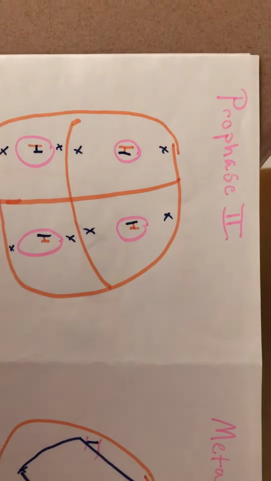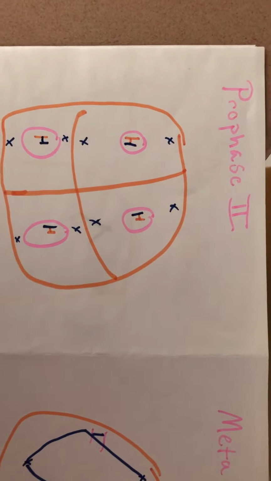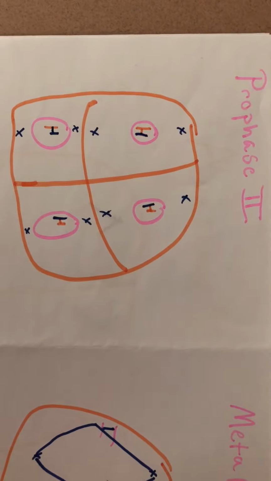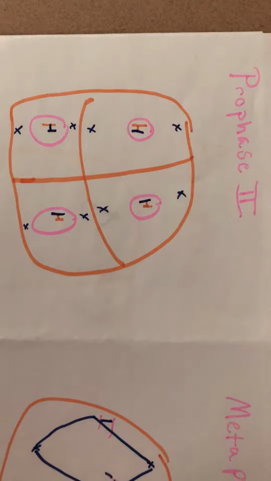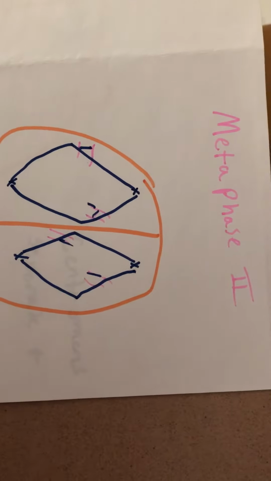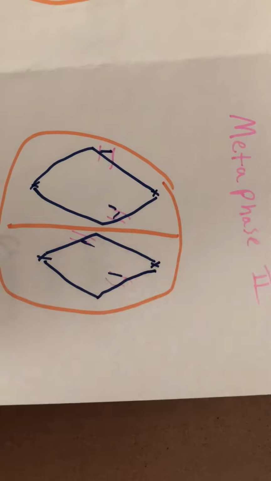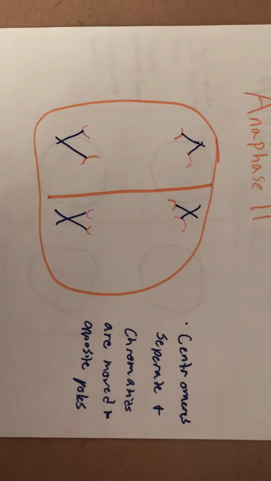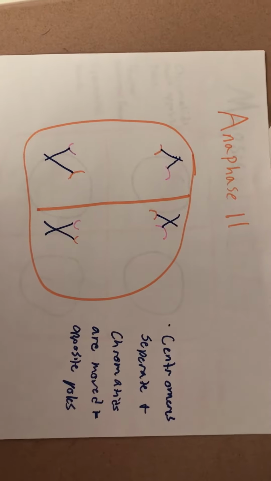Then this process occurs again. So prophase 2 is when the chromosomes still consist of 2 chromatids and condense and become visible. The second part of this process is then metaphase 2, where the bivalents are aligned at the equator. Anaphase 2 is when the centromeres separate and their chromatids are moved to opposite poles.